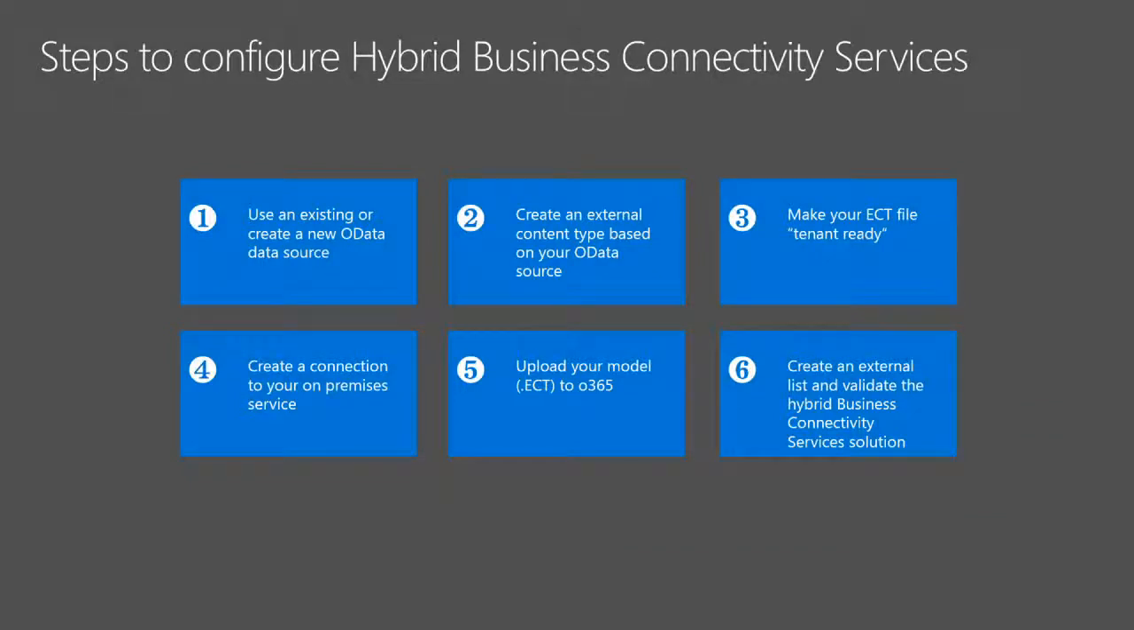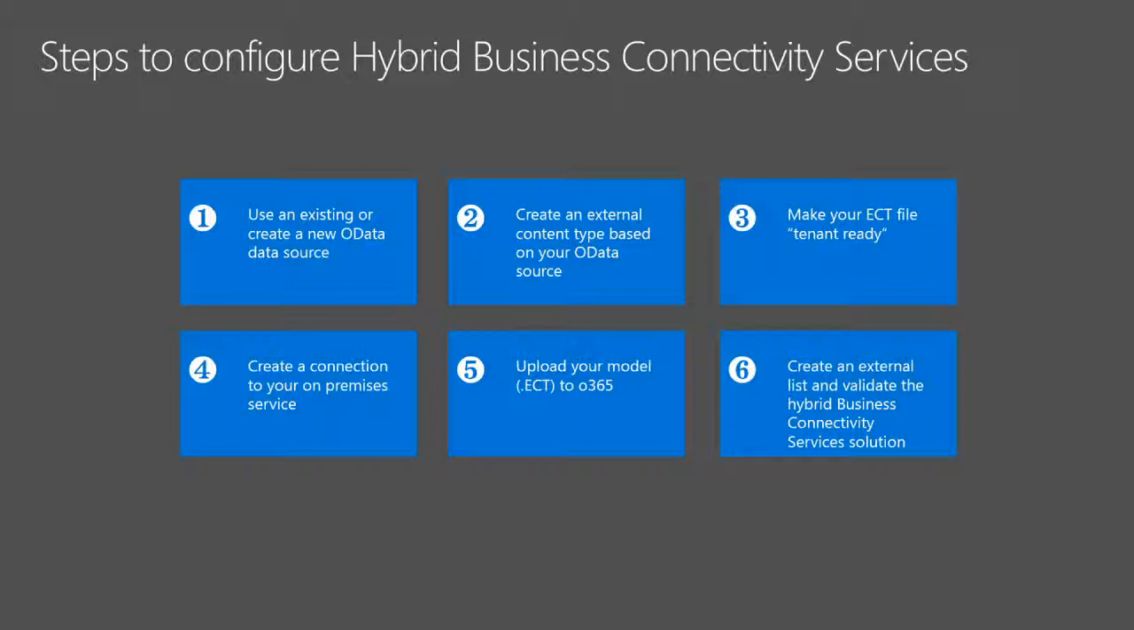In order to configure the whole thing up, there's a couple of things we need to do. And typically there's these 6 steps that will allow you to have the configuration working. The first thing we need to do is we need this OData source. So Sam mentioned earlier that OData is the connectivity, the protocol that we're going to use to connect to the data that we want to expose. And that's important. So we're going to create the OData source, we're going to create an external content type. We're going to do something called make the external content type tenant ready.